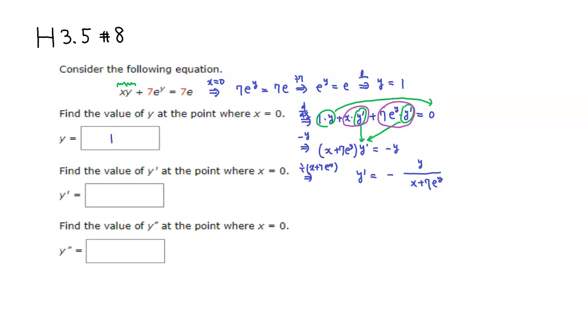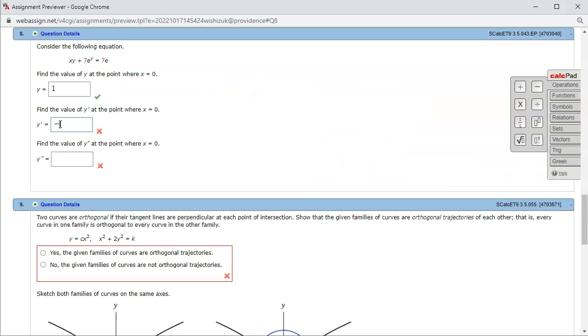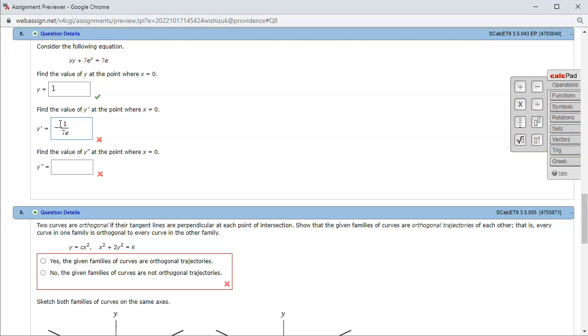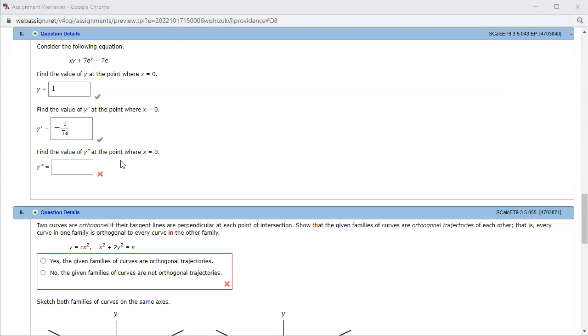Then we just need to plug in x equals 0, sorry. So if you want to find y prime at x equals 0, when x is 0, y is 1, so I'm going to put 1 here. x is 0, and e to the 1, so it's going to be 7e. So let's type it in. We got negative 1 over 7e. Let's check the answer. I came back and it looks like we got the y prime correctly.